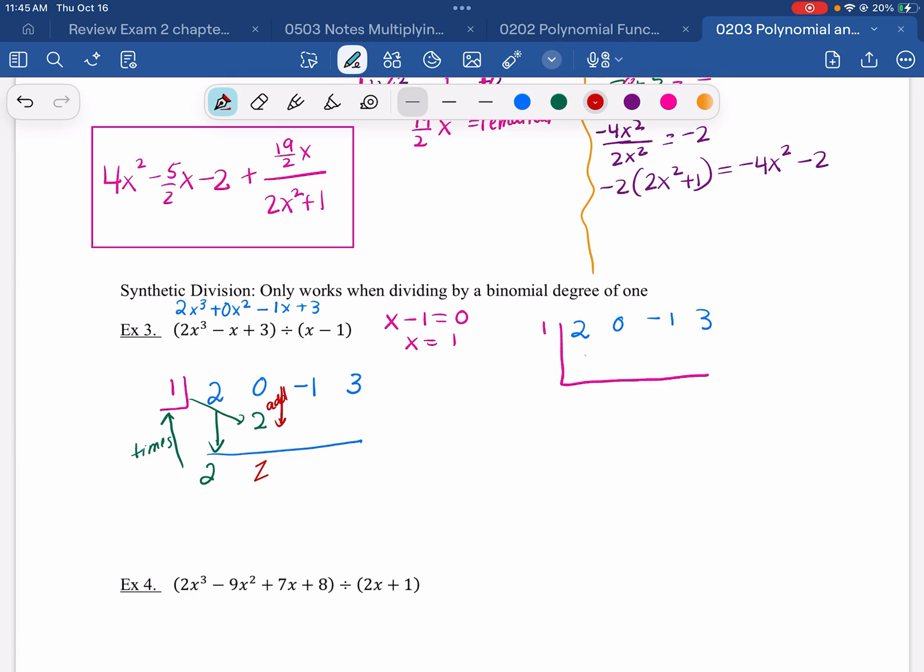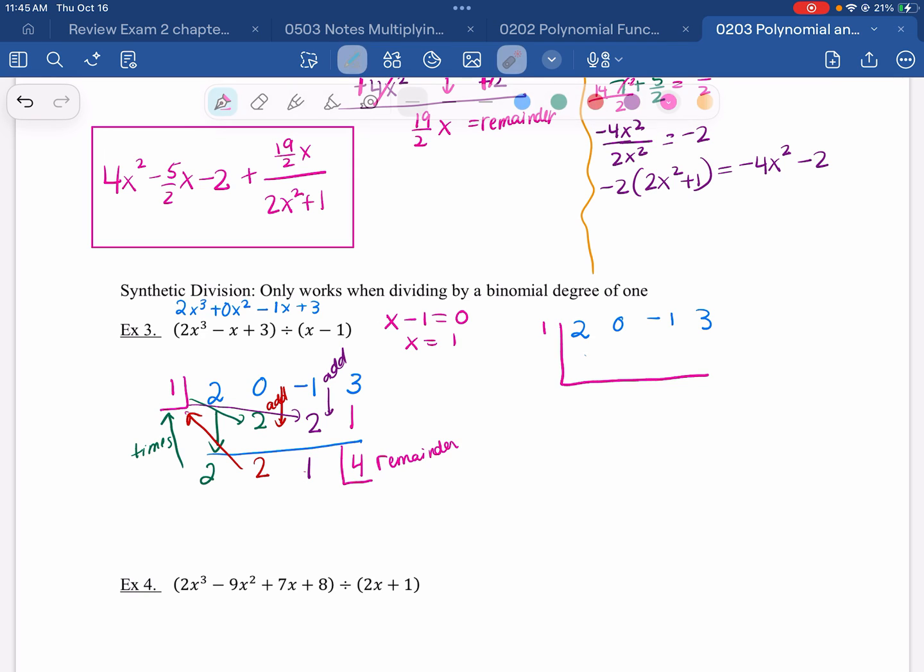Again, multiply. 2 times 1 is 2. Put it in your next spot. Add. Negative 1 plus 2, 1. Multiply. 1 times 1, 1. Add. 3 plus 1 is 4. Last one is always your remainder. That's my remainder.